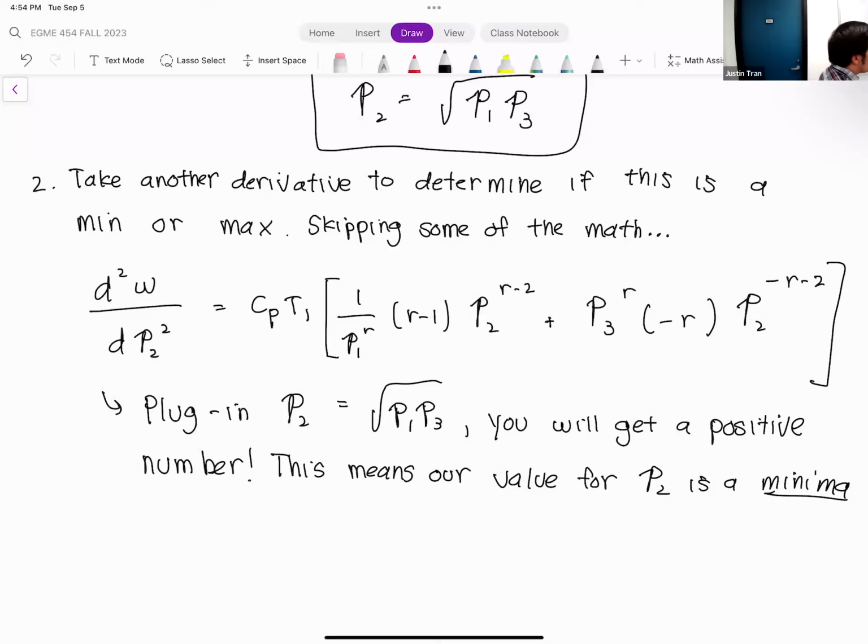If you're designing this system, you want to make sure that the value for P2, which is the pressure of the gas inside the cooling chamber, is the square root of the product of P1 and P3. Any questions on this example here? Okay, that's it for single variable optimization.